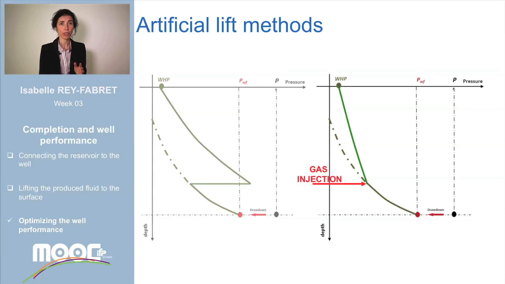On the contrary, implementing a gas lift system consists in injecting gas at the bottom of the tubing. The gas is mixed with the reservoir fluid and decreases its density. The column of fluid in the well is lighter and therefore easier to be lifted up to the wellhead.